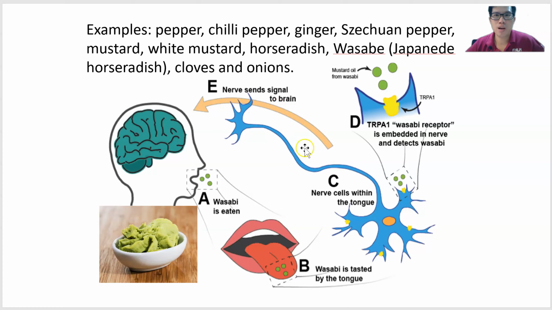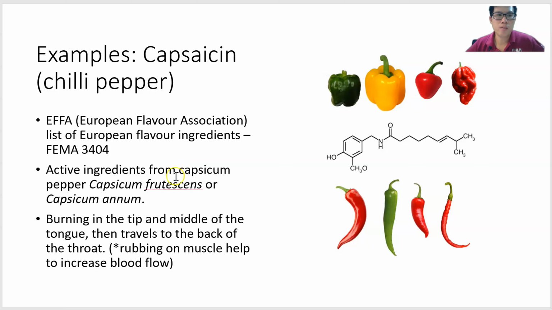Examples are chili peppers, and wasabi also will give you this kind of pain, a warming or hot irritant sensation. Wasabi, when eaten, is tasted on the tongue, so the tongue has these receptors. Then it goes to the nerve cells. After wasabi binds to the warm receptor, it sends the signal to your brain. Capsaicin is another product that commonly gives you this warm sensation, and it gives you pain as well.